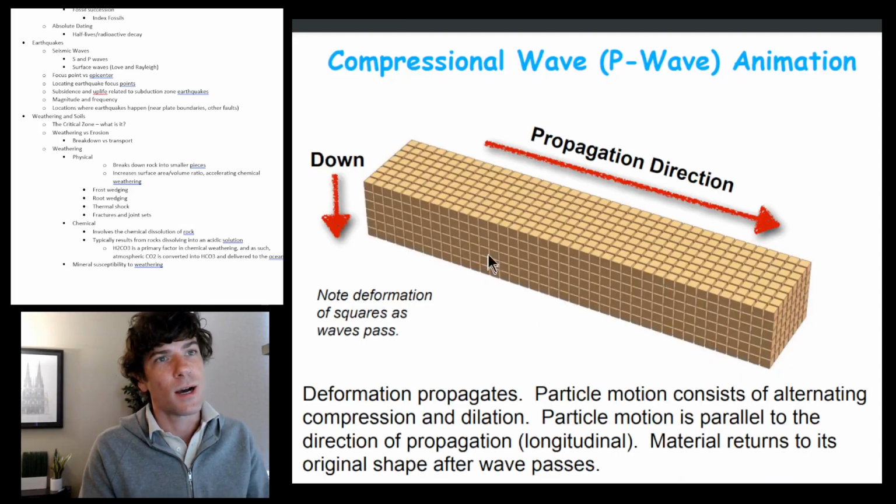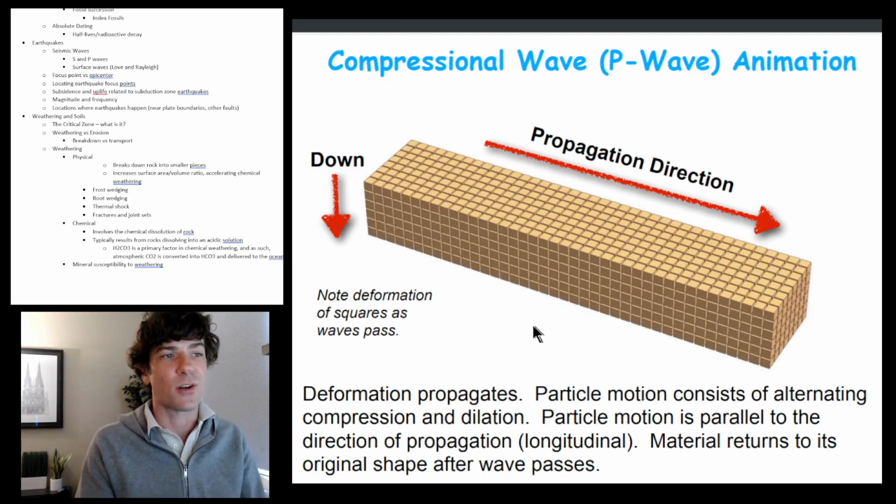Okay, and so a P wave is the primary wave. It's the first that arrives, and it's a compressional wave. And so this animation just shows, if you push real hard on this side of this block, it compresses, and that compressed area travels, it propagates forward through that material. It's very analogous to sound. Sound waves are compressional waves traveling through air.